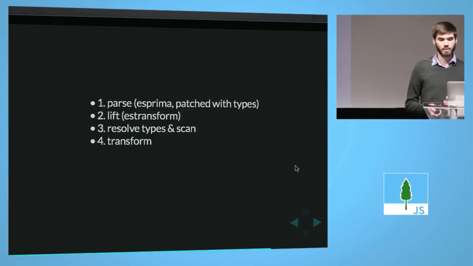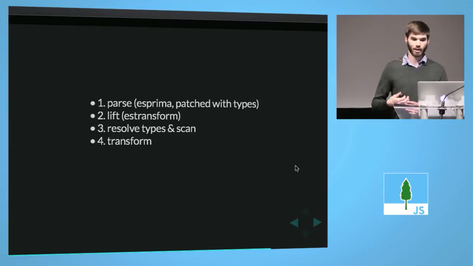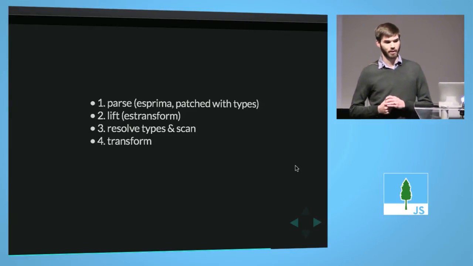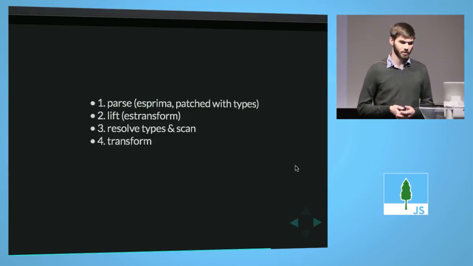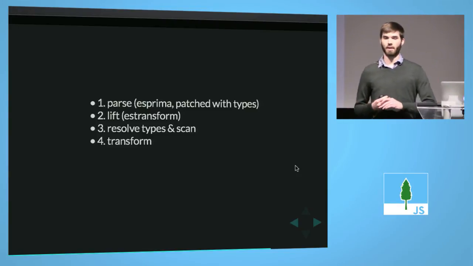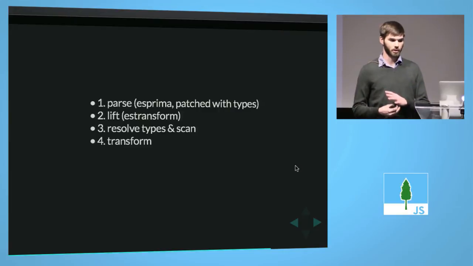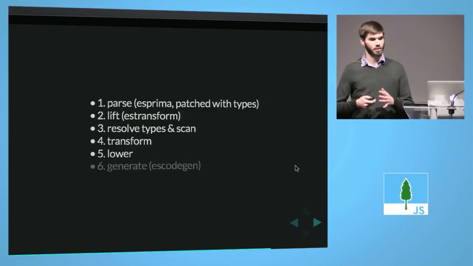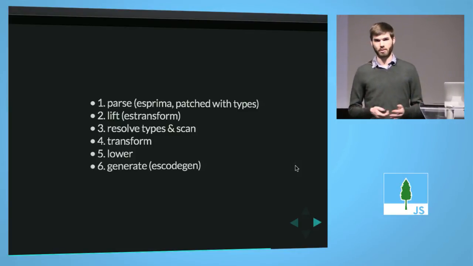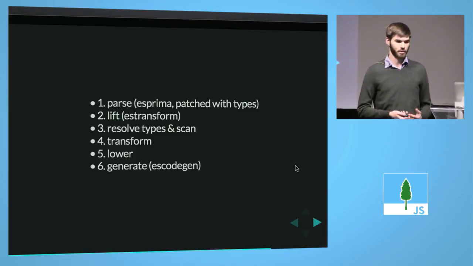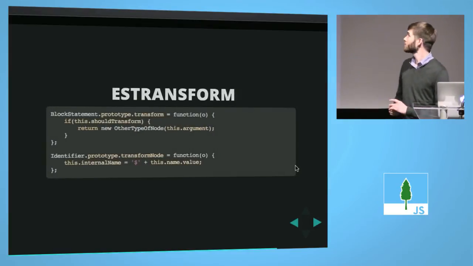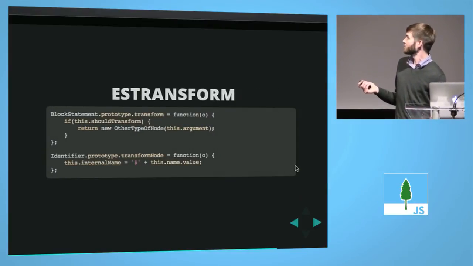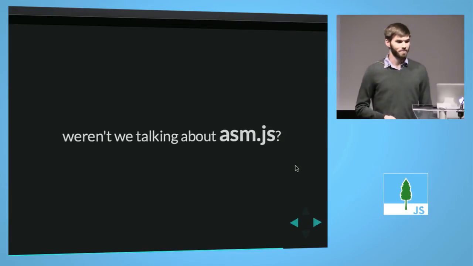And so there's several phases that the compiler goes through. It parses it with that version of Esprima. It lifts it. ESTransform is a really cool library that makes it easy to work with AST nodes. Then it resolves the types, so if you have typedefs or structs, it resolves everything correctly. Transforms it, and then it lowers it, which does type coercions. Then it generates it with ESCodeGen. So it's very much all of the libraries that we're used to using as JavaScript. I'll just skim over this, but ESTransform is a great library. You know what, I'm running out of time.